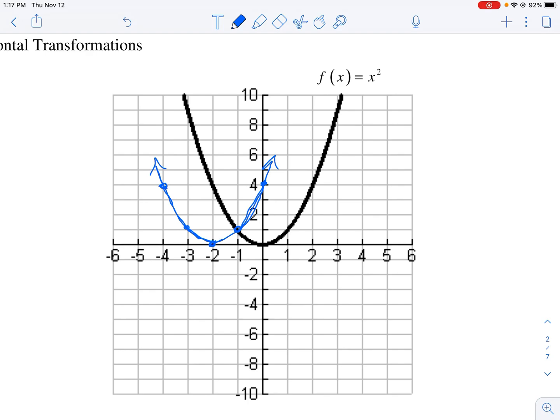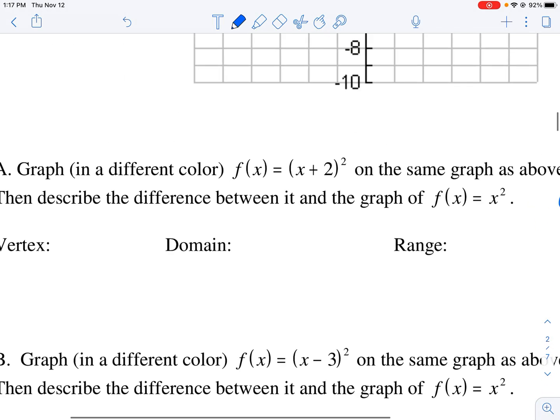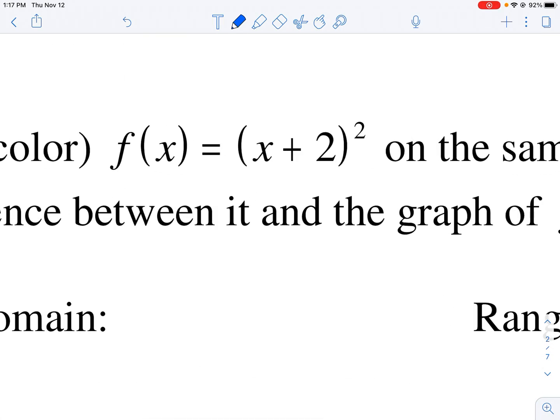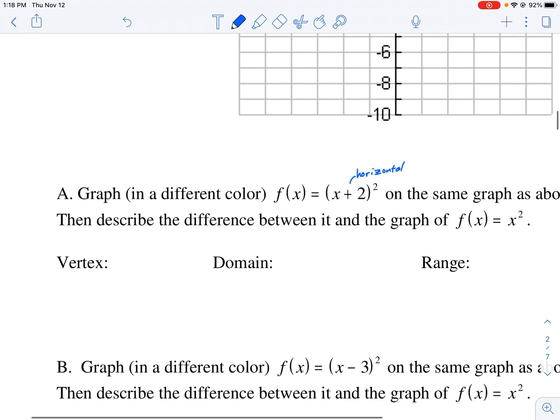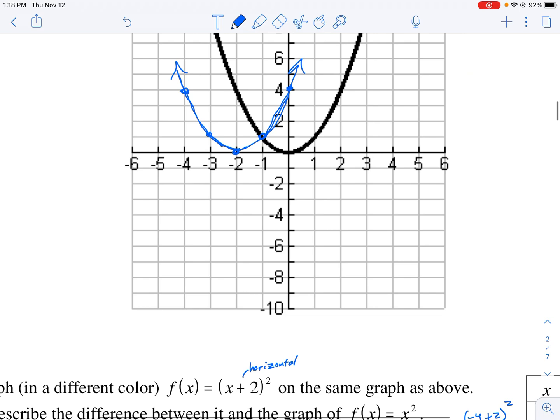Well, this looks like it's the exact same graph. It's just moved left a couple spots here. And that's exactly what it is. So when you have this change inside, it's actually going to move your graph horizontally. This is a horizontal change. And I wanted to mention that it said x plus 2, but it moved the graph left 2. And that's something you definitely want to make note here.